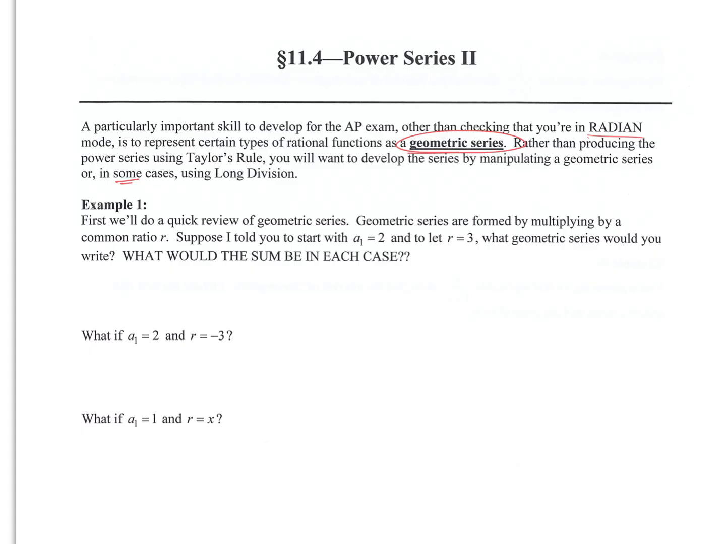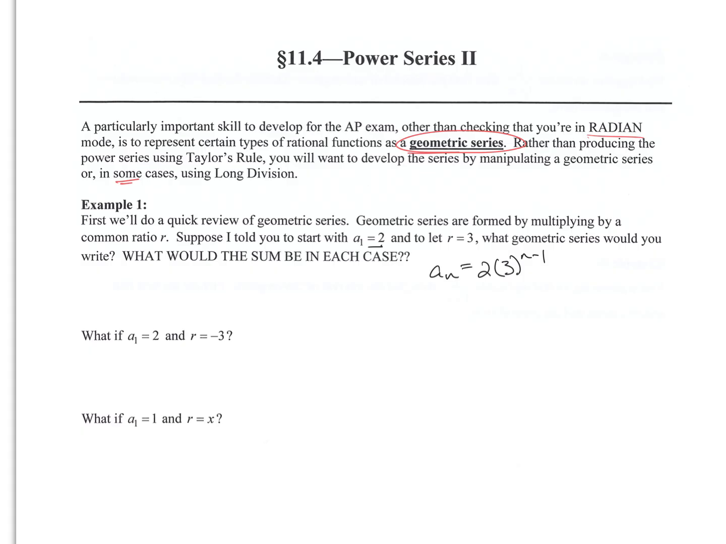Geometric series are formed by multiplying by a common ratio r. Suppose I told you to start with a sub 1 equals 2 and to let r equal 3. What geometric series would you write? What would the sum be in each case? All right, fantastic. So if I were to write my nth term, I'd start at 2, and then my ratio would be 3, but I'd do it to a power of n minus 1. So now we would have that as our a sub n.